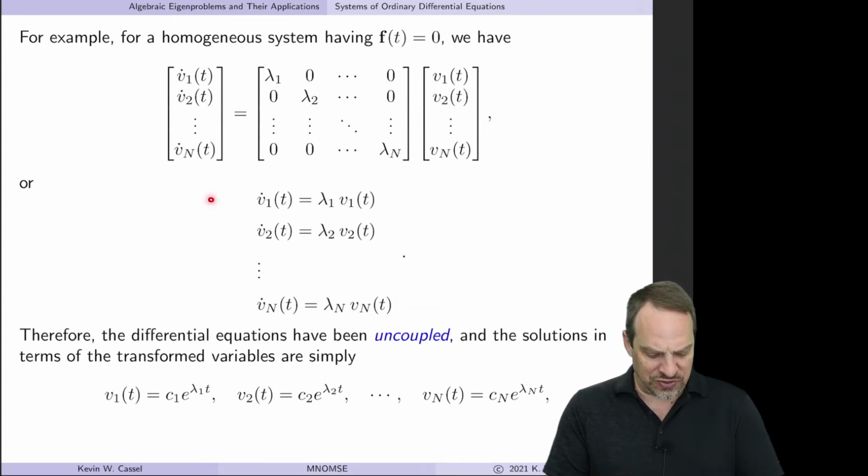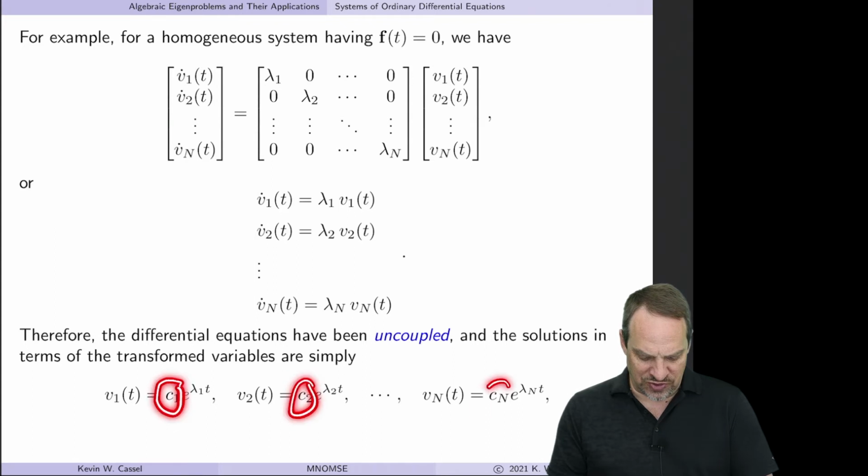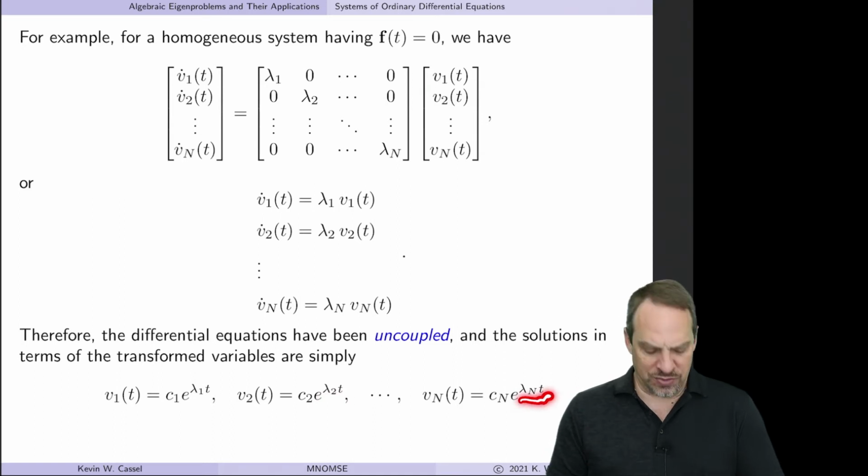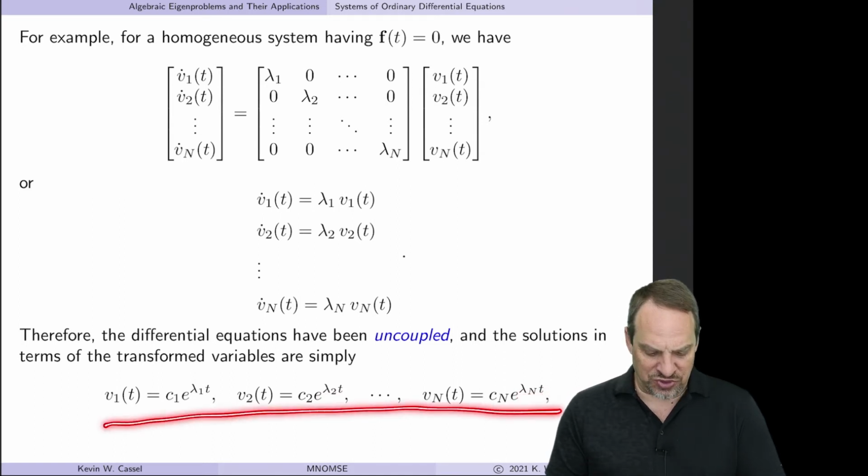I can solve this equation for V1, this equation for V2, all the way through to this equation for Vn, just as we did in that first class of differential equations. The solutions then look like these. So our C's are the integration constants, C1, C2 through Cn. The exponentials have our eigenvalues, lambda 1, lambda 2 through lambda n in them, and we know these uncoupled solutions.